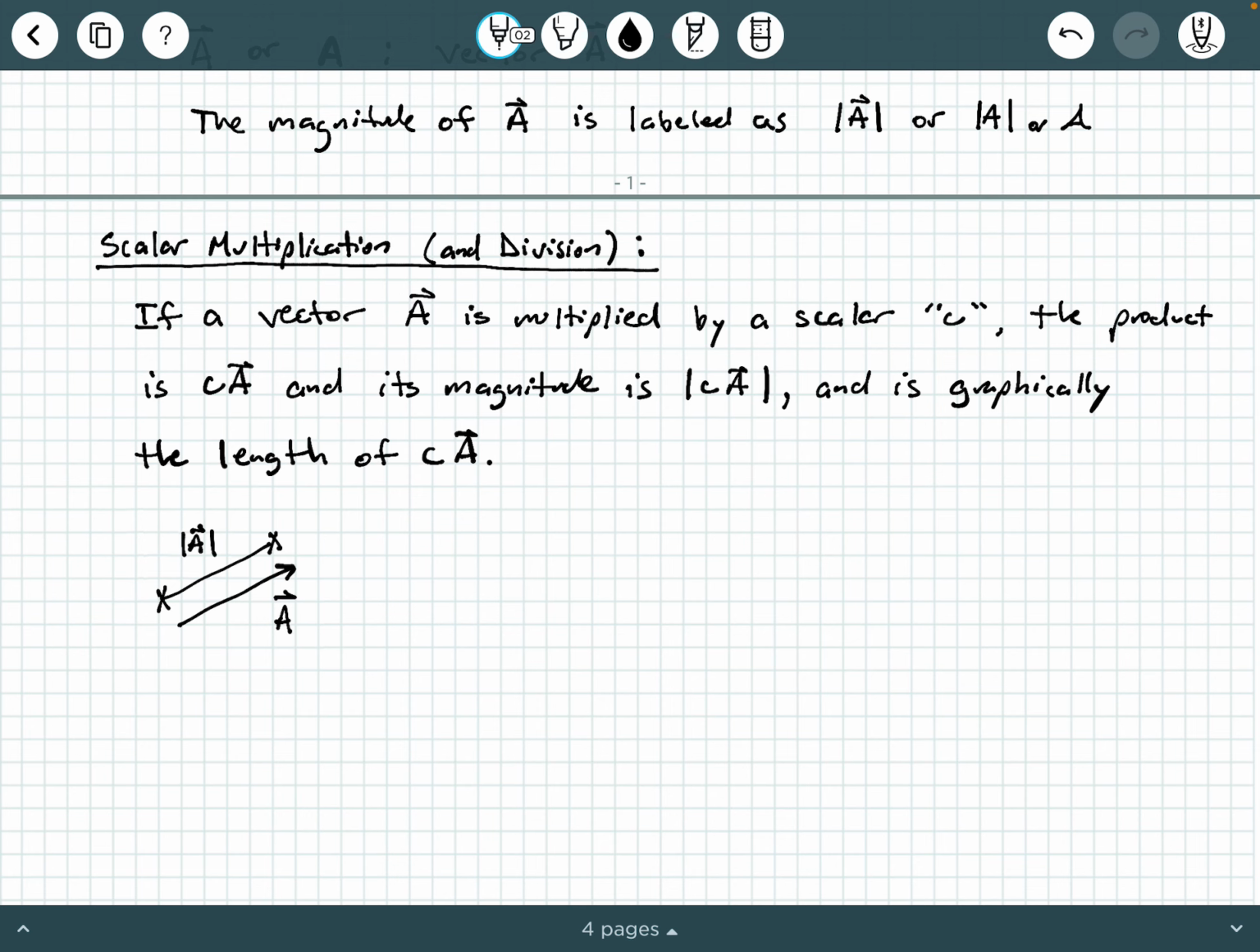Now, what if I multiply this vector A by a non-zero constant or scalar c, okay? So if c is bigger than 1.0, then what's that going to do? That's going to stretch my vector, okay? That's going to stretch it out like this, okay? So now I'm going to have cA like this, all right? And what is its magnitude going to be?